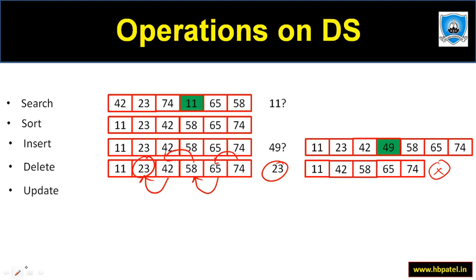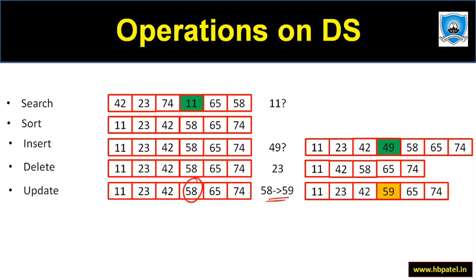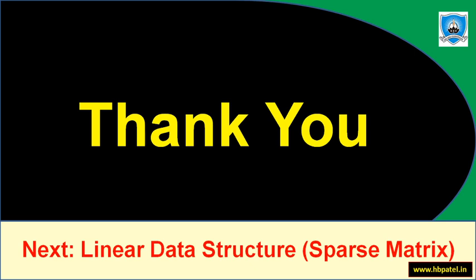Now update means changing a specific number. For example, a specific number like 58, you wish to change it to 59. So everything will be there, we'll be just changing 58 to 59. So these are all the operations that we are going to perform on a particular data structure.